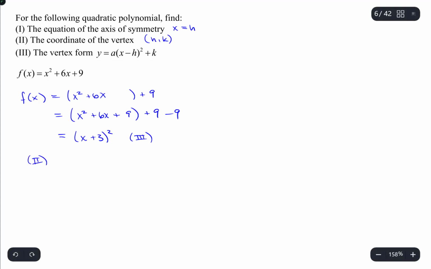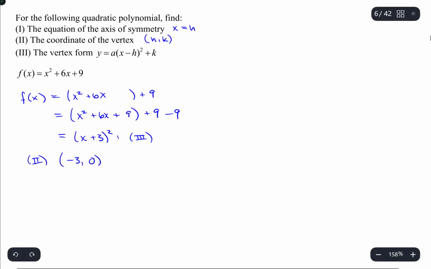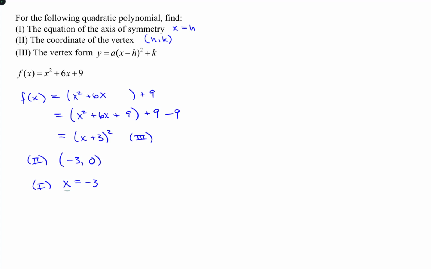Now the vertex is going to be, in this case, negative 3, 0, because it's the opposite of the value on the inside of the square. That gives you the x-coordinate of your vertex, and then whatever the outside value is, that's the y-coordinate. And we just kind of have to assume there's a plus 0 out there in this case. So then part 1 is going to be a vertical line, so it's x equals a constant, but in particular that vertical line passes through the x-coordinate of your vertex, so x equals negative 3.